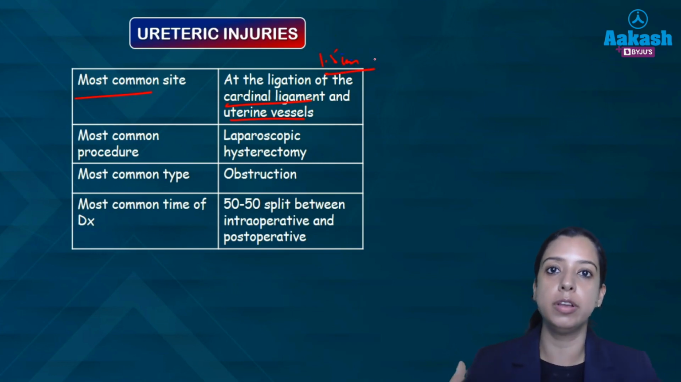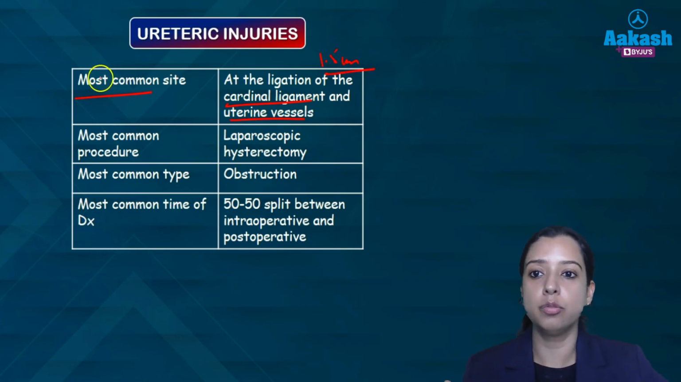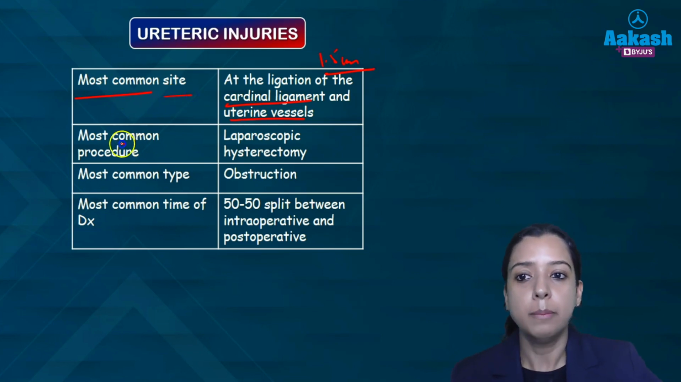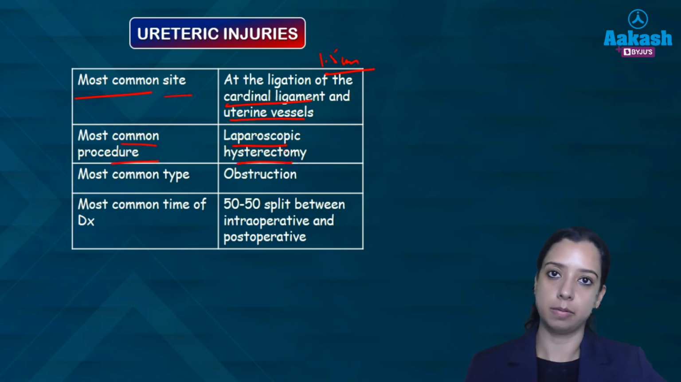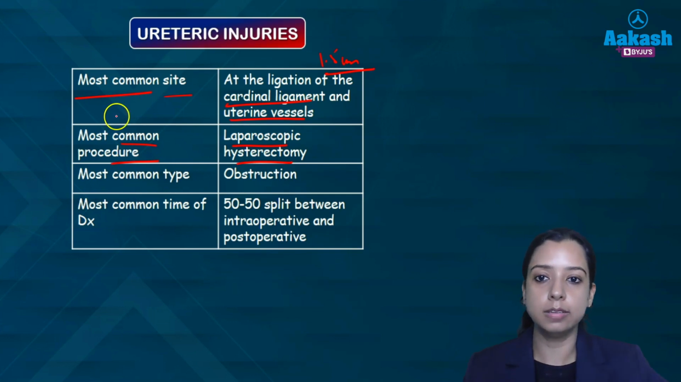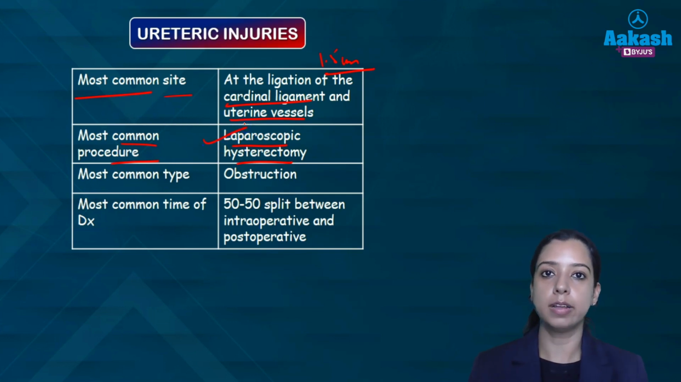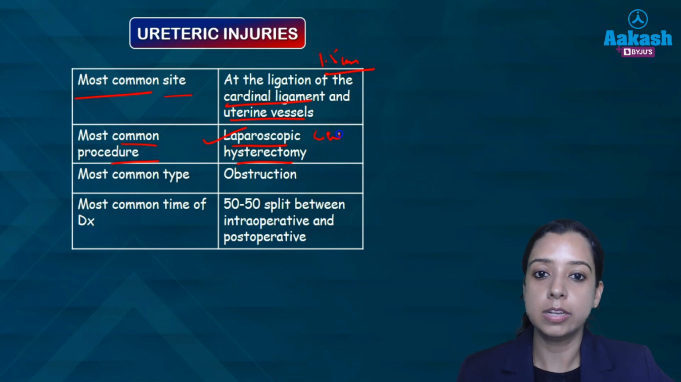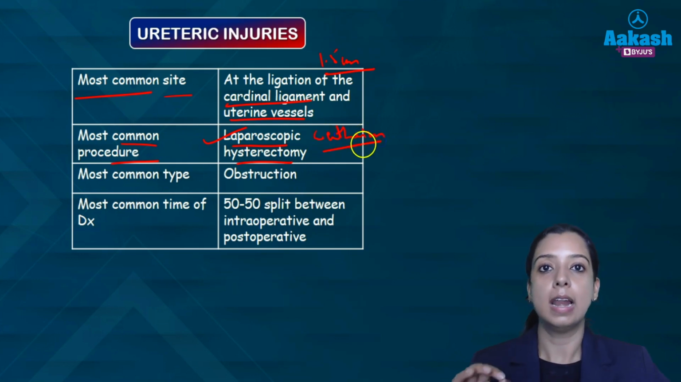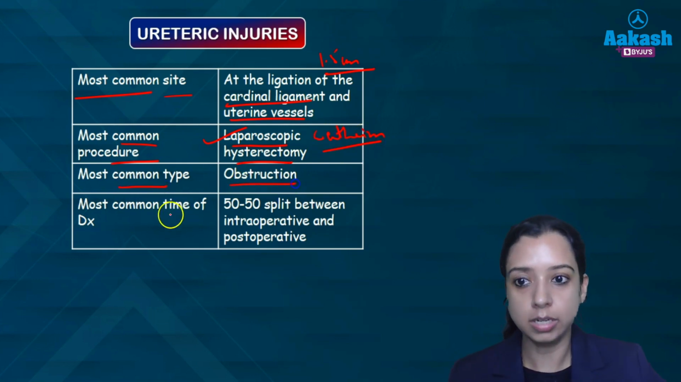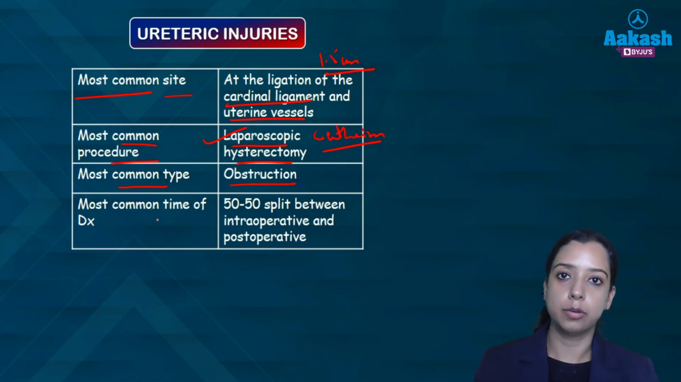It is so close. When you are doing hysterectomy, trying to ligate uterine vessels, you can very well injure the ureter. This is the most common site. Most common procedure, laparoscopic hysterectomy. When you are doing laparoscopy, most commonly the ureteric injury occurs at that time. If you are asked the route, the most common route which can cause ureteric injury is laparoscopy. If you are asked the procedure, which hysterectomy causes the most common ureteric injury, it's Wertheim's. So which hysterectomy is Wertheim's, but which route? Laparoscopic. Most common type is obstruction. And when do you diagnose? Equal. You can diagnose it intraoperatively and postoperatively both.